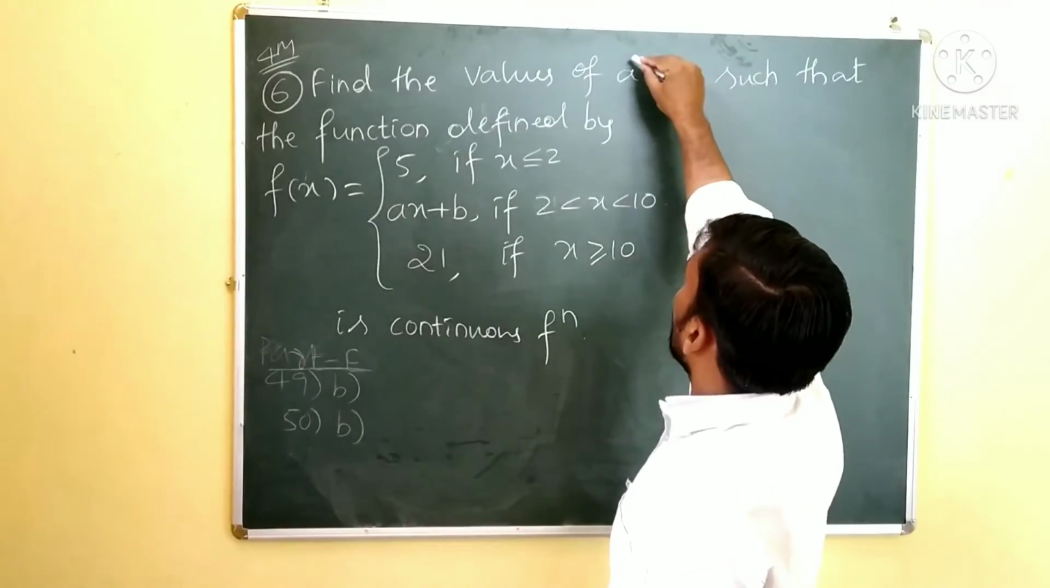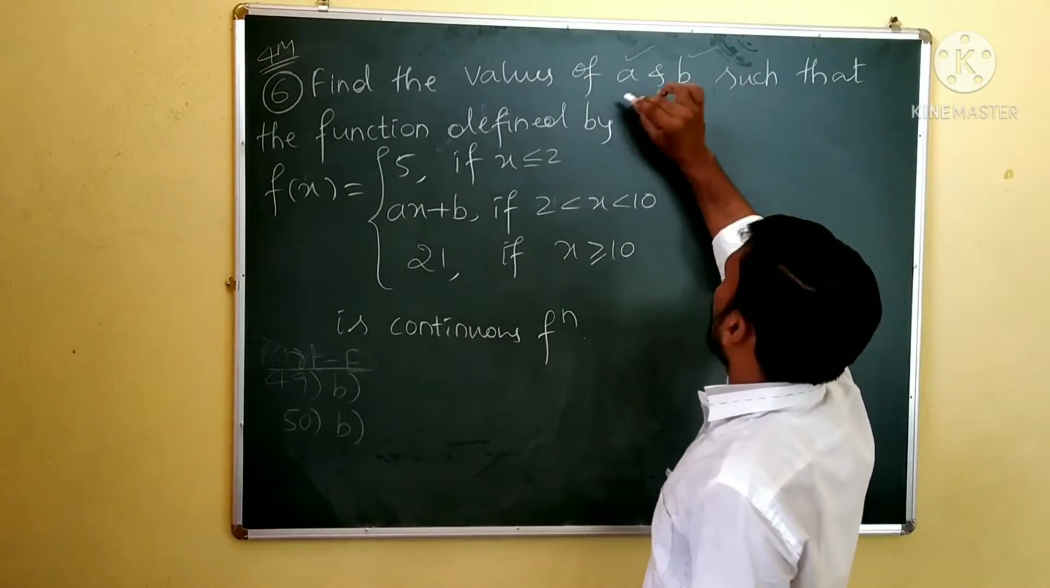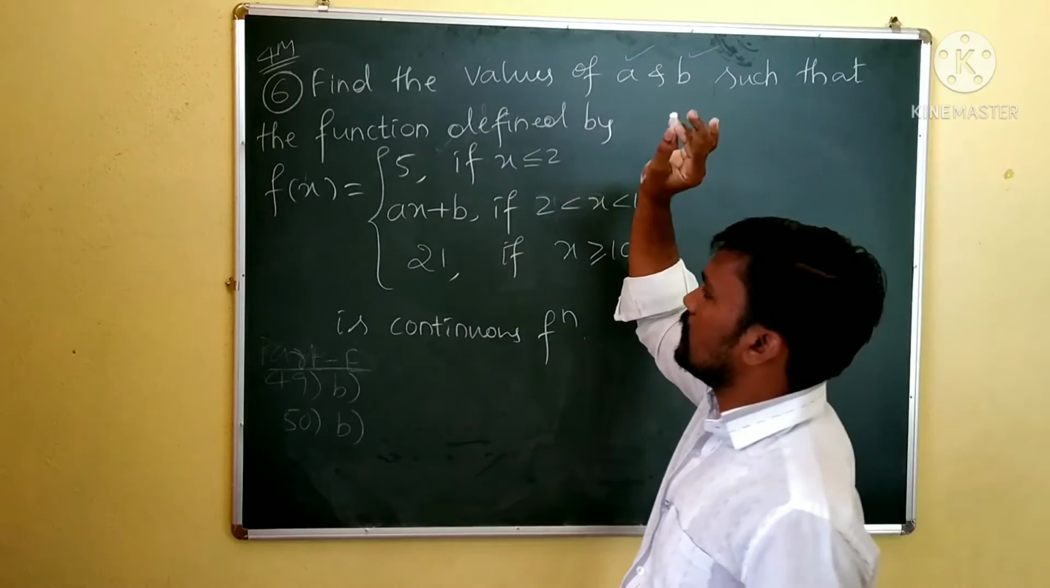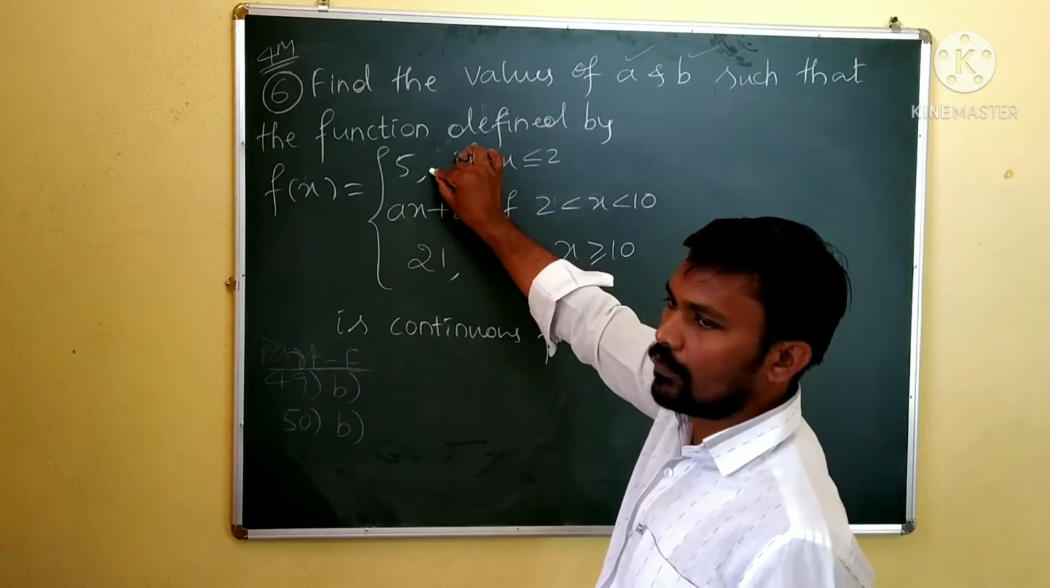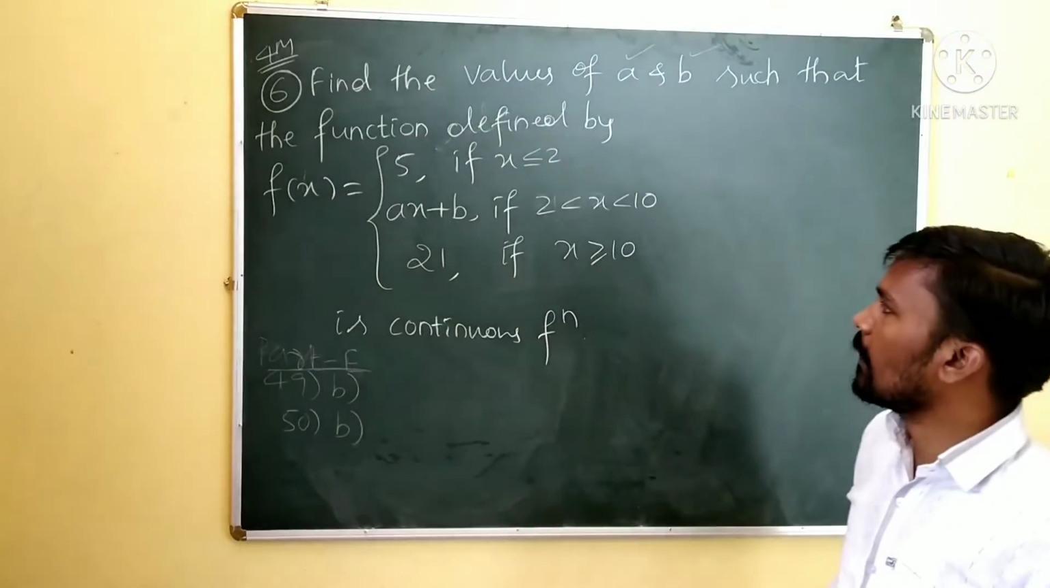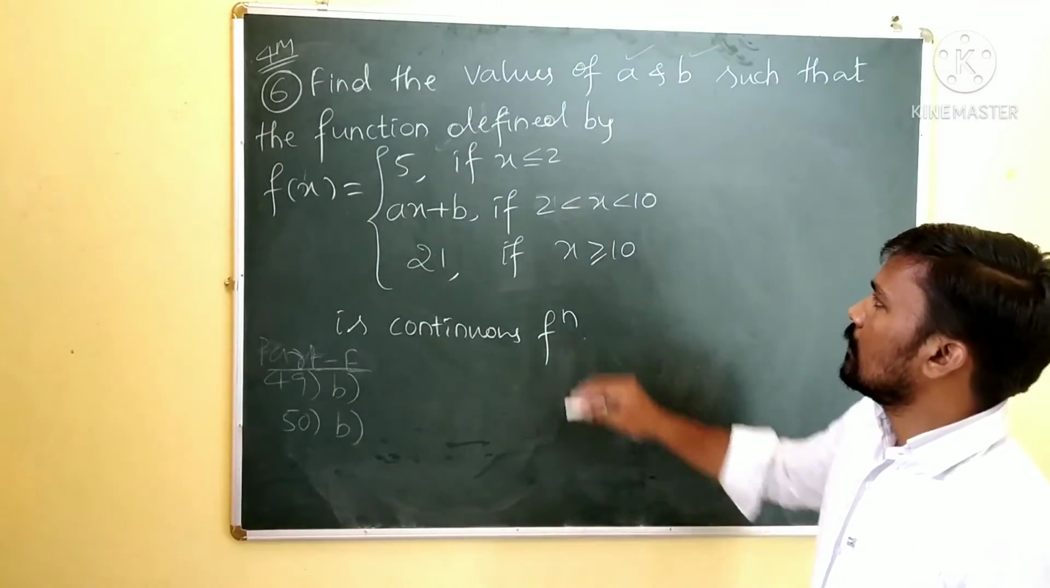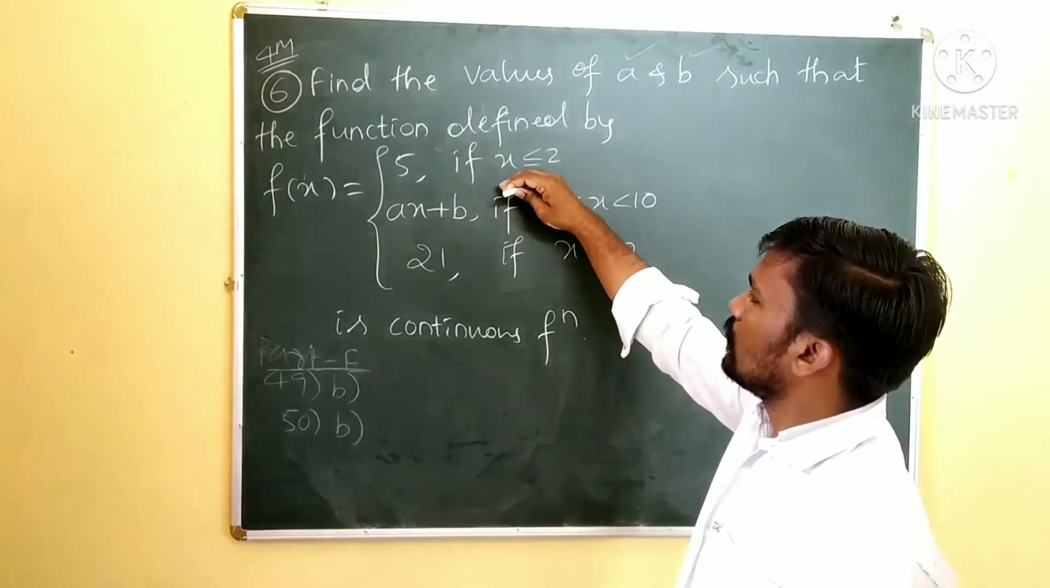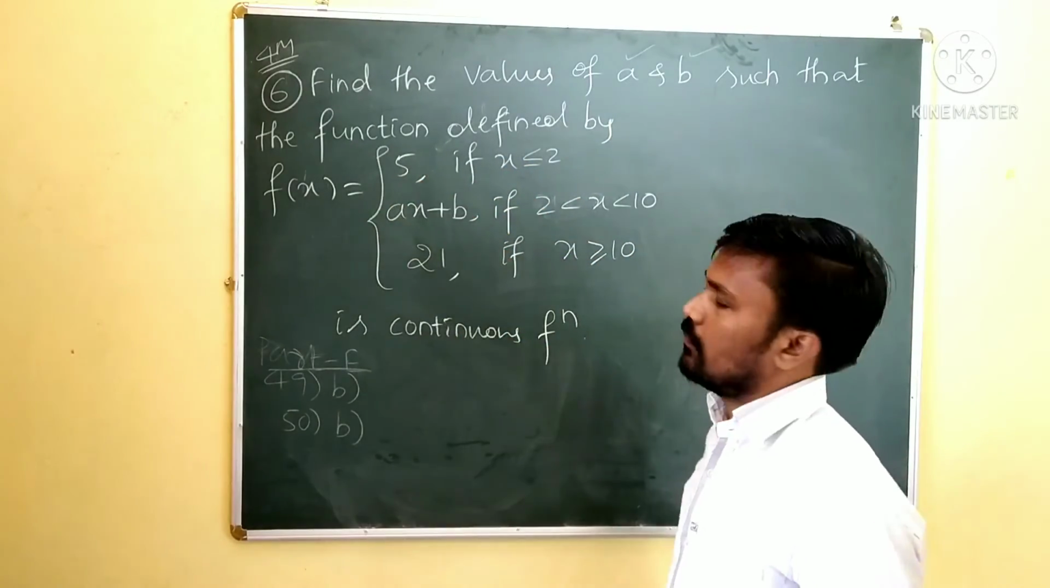Find the values of a and b. A and b are unknowns, such that the function defined by f of x is equal to 5 if x is less than or equal to 2. Okay, this is the first limit point. If x is less than or equal to 2, then the value of the function is 5.